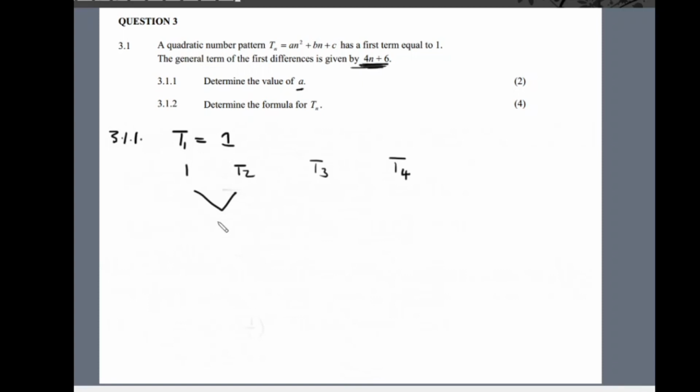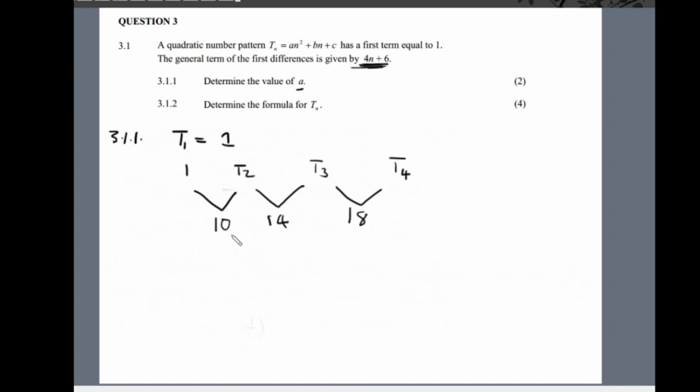So now substituting 1 in this formula, you will have 4 plus 6, so the first term of the first difference is 10, and then substituting 2, you will have 4 times 2, which is 8, plus 6, which is 14. So the second term of the first difference is 14, right? And then substitute 3 there, you have 4 times 3 plus 6, which is 18, and the third term of the first difference is 18.